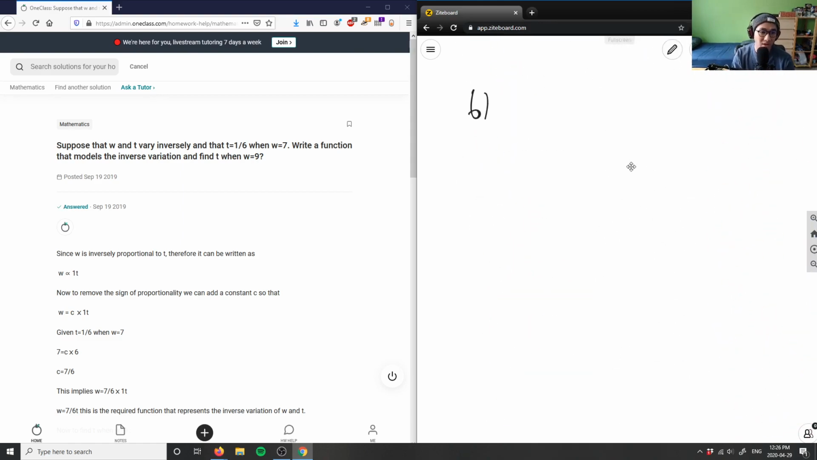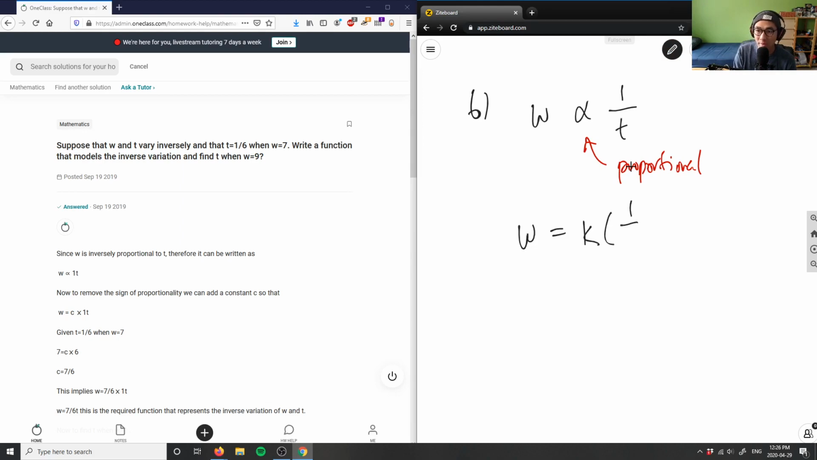Suppose w and t vary inversely, right? So I can say that w is inversely proportional to t, and when t equals 1/6, w equals 7. When I say w is inversely proportional to t, I can change this proportionality to an equals sign: w equals k times 1/t, where k is simply a constant that determines how w and t are inversely proportional.